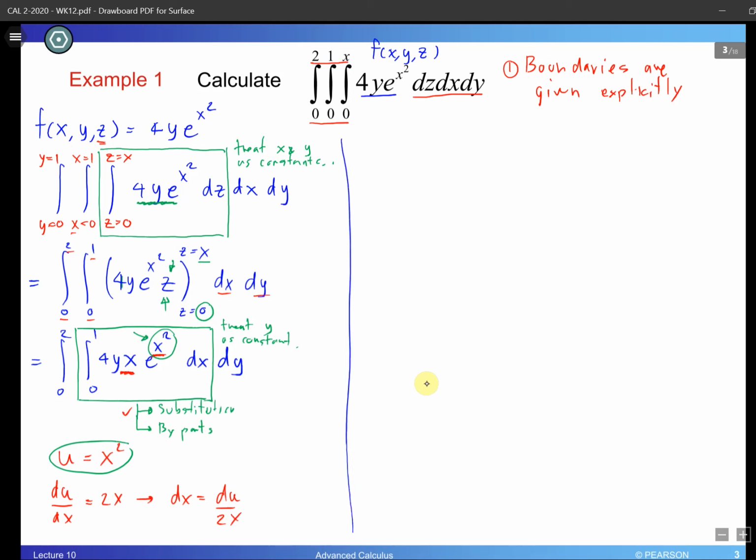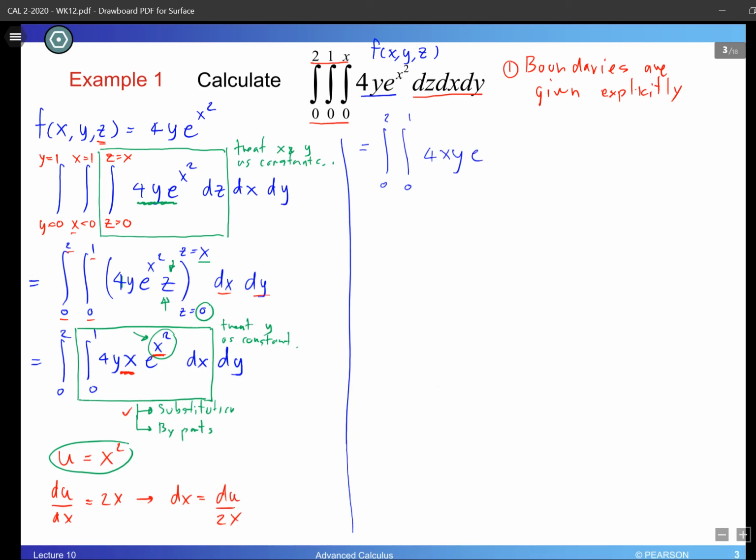Okay, this is going to be equal to, right, let's put everything in. Integration of 0 to 2, same thing. This one's still the same. We haven't done anything yet. So 1, 4, yx. I'm going to put xy right here. Looks better. Now e to the power of x squared.